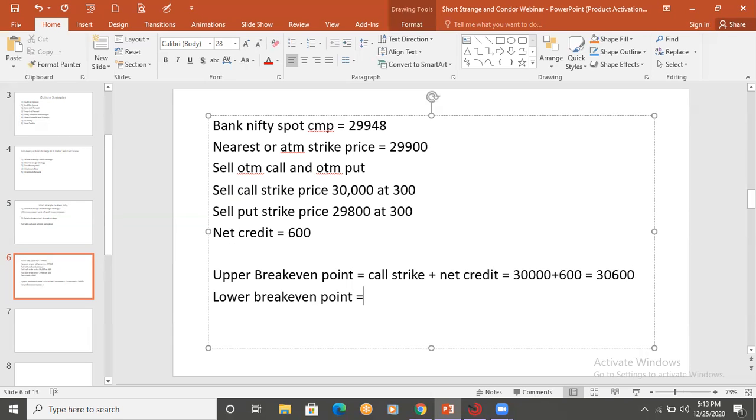Now let's calculate the lower break even. The formula to calculate the lower break even is put strike minus net credit. So the put strike is 29,800 minus 600. 29,200 is your break even from the put option point of view.